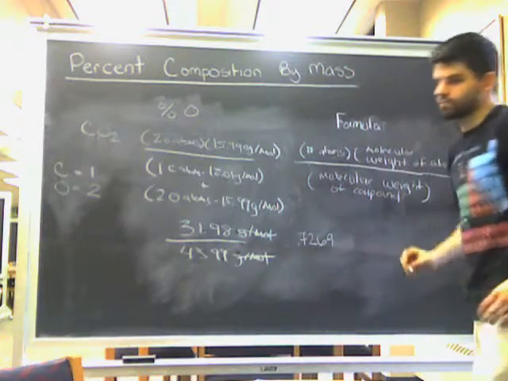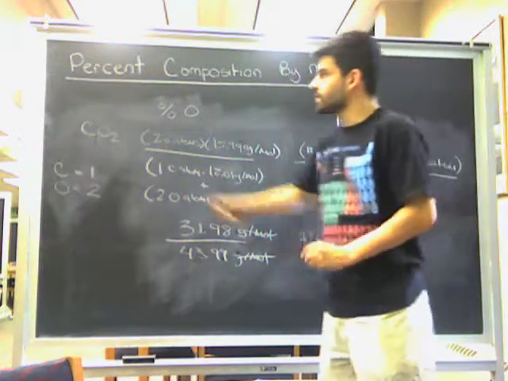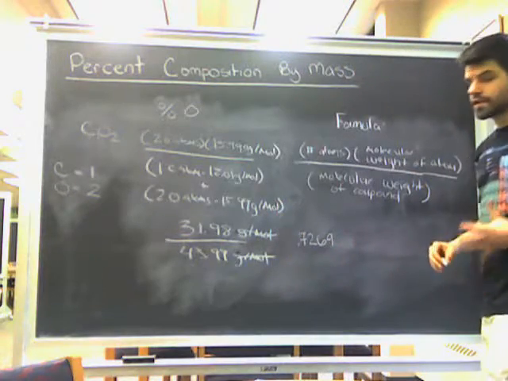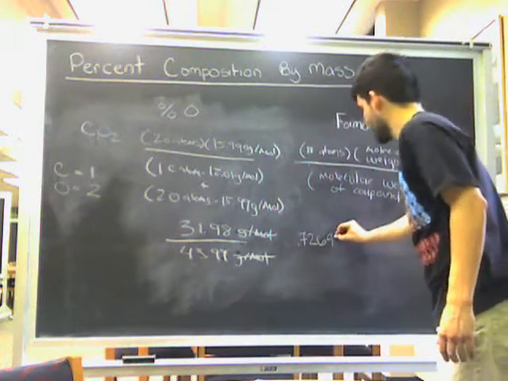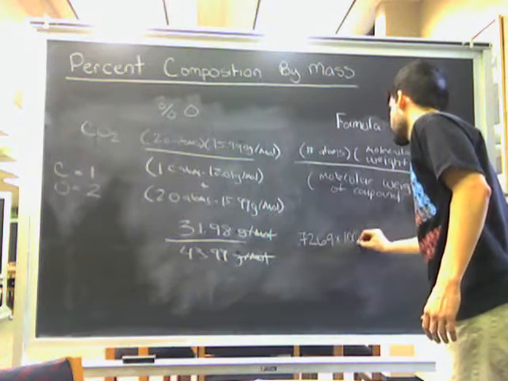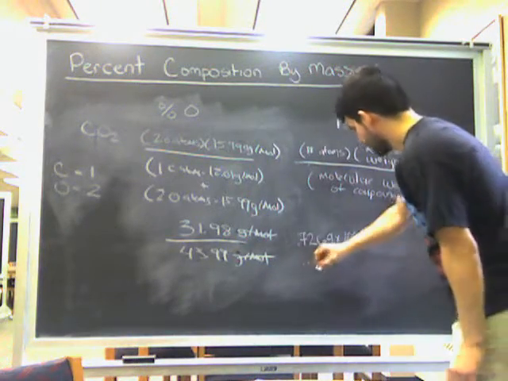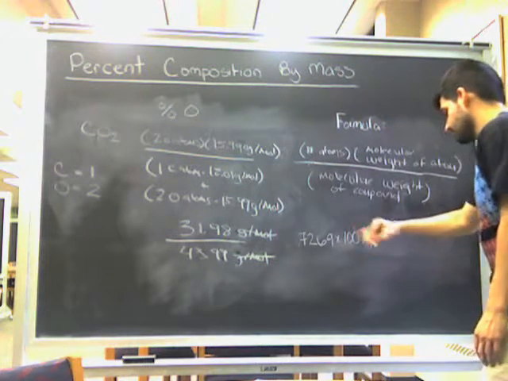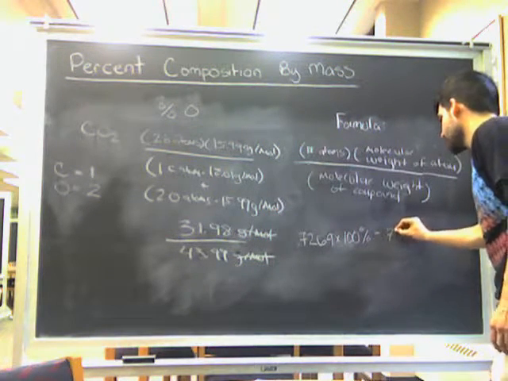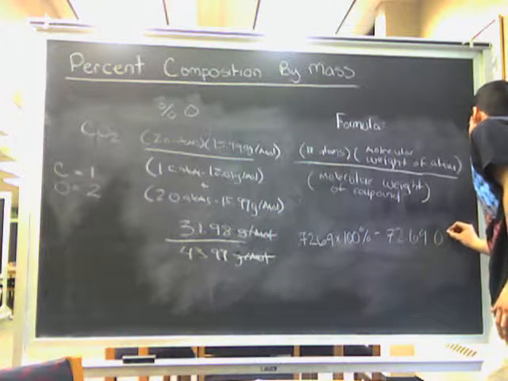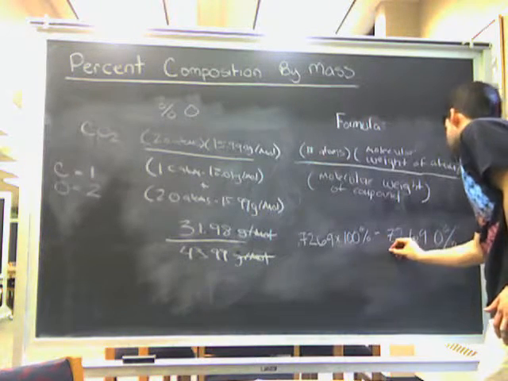Now remember, very important, this is a percent. This is a ratio of two numbers. In order to calculate the percent, we have to multiply it by 100%. A percent is a unit, so we have to multiply by 100%, and we get 72.69% oxygen in CO2.